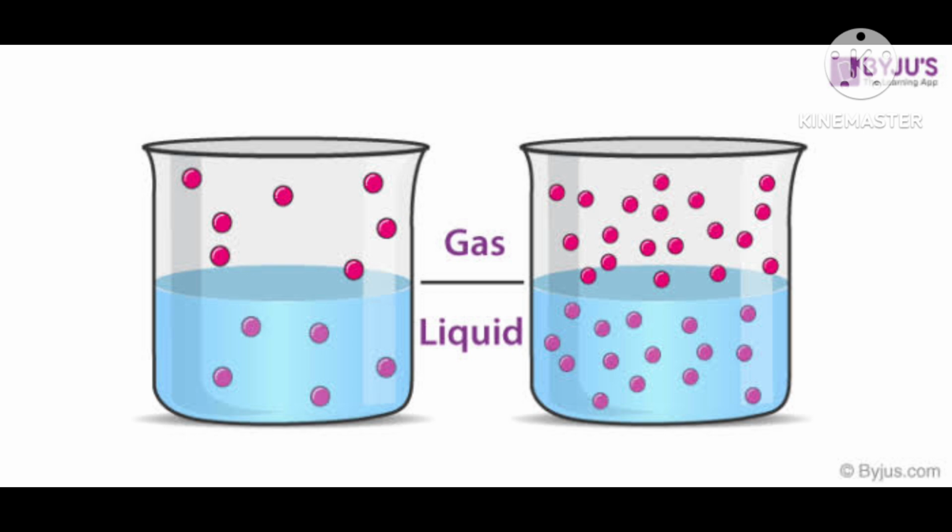On the solvent side there is more pressure, but on the solution side there is less pressure. Why is there less pressure on the solution side? You can understand it like this. I am telling you that water vapor is there.